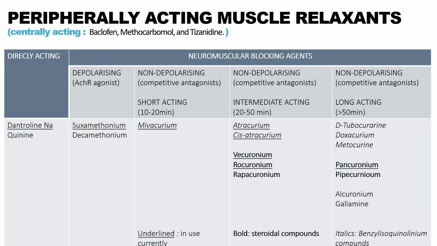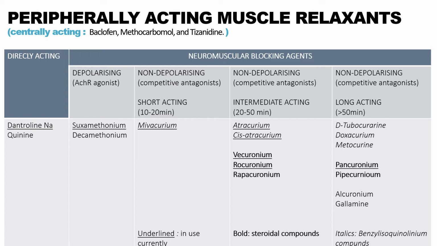I have a mnemonic here, CHAMP. C stands for cardiovascular complications. It can be bradyarrhythmia, tachyarrhythmia. H stands for hyperkalemia, A for anaphylaxis, M for muscle-related complications.